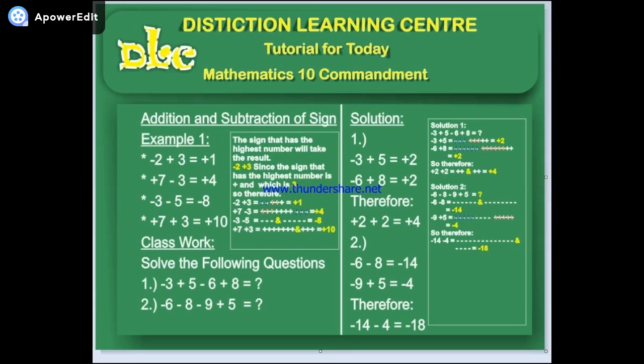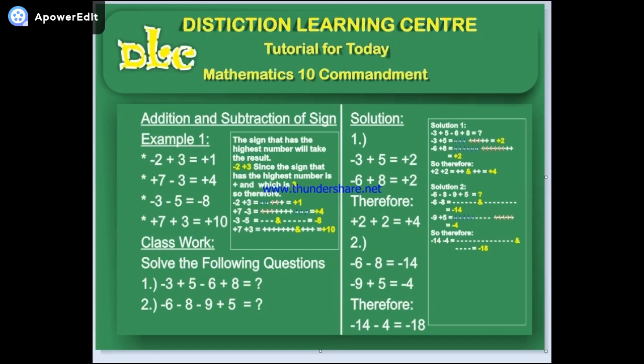The tutorial for today is still Mathematics 10 Commandments. Though we've listed it in the previous lecture, today we will start by explaining it one by one from number 1. The first commandment is addition and subtraction of sign. So we start by explaining the examples. At the end of the example, I have strong belief that anything pertaining to addition and subtraction of sign will be the most simplest thing to you.